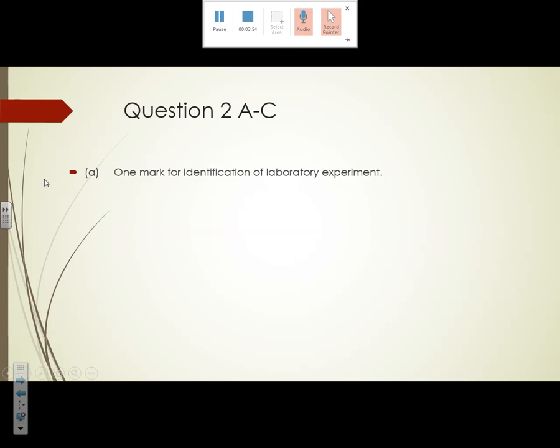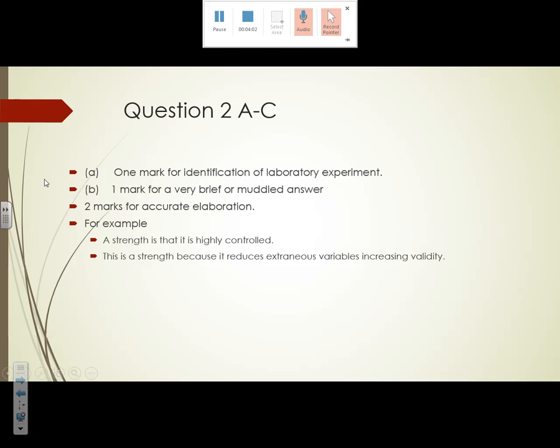1 mark for identifying a lab experiment, which fingers crossed you've all done. And then for B, you get 1 mark for a brief or muddled answer and 2 marks for accurate elaboration. And this is the kind of thing you want to look at. So basically 1 mark is for a strength, the second mark is for elaboration, which is this is a strength because. So you get 1 mark if you talk about it being highly controlled, you get a second mark if you explain why being highly controlled is a good thing. So this is a strength because it reduces extraneous variables, increasing validity.